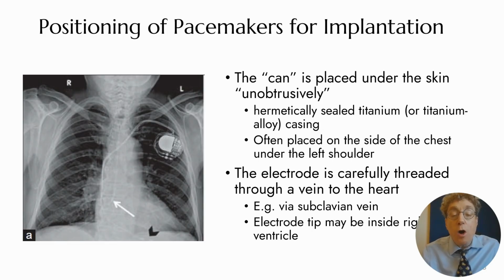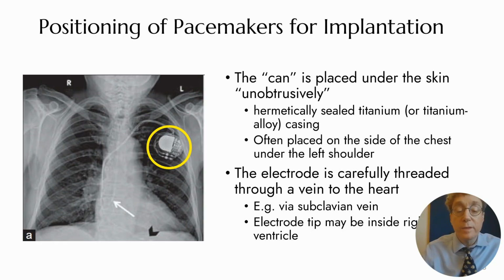So pacemakers are positioned for implantation such that the can is placed under the skin unobtrusively. The can is hermetically sealed, it's a titanium or titanium alloy casing, and it's often placed either on the side of the chest under the left shoulder, kind of in the underarm region, or just under the collarbone. Here's an example of a chest x-ray showing where the pacemaker is. Here's the spine, and in here is the heart. And of course, remember that in x-rays, everything is backwards. So this is the left side here and this is the right side over here.